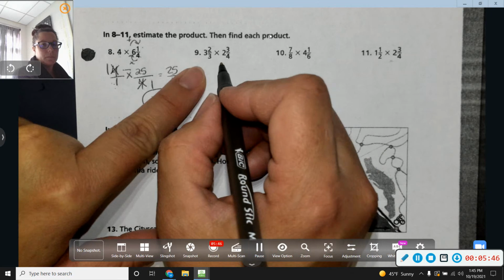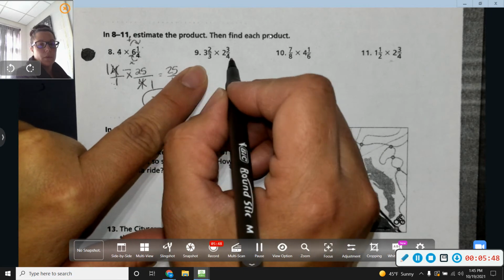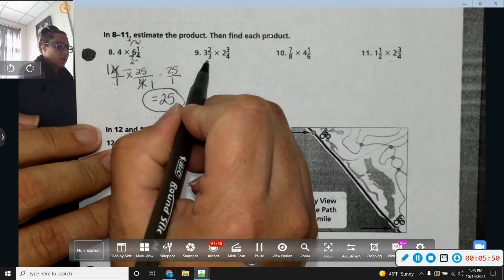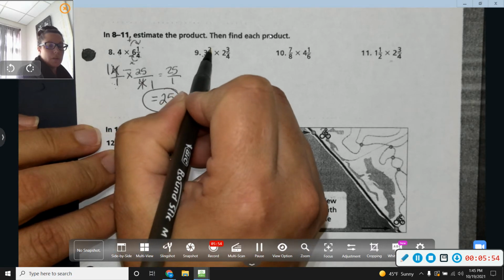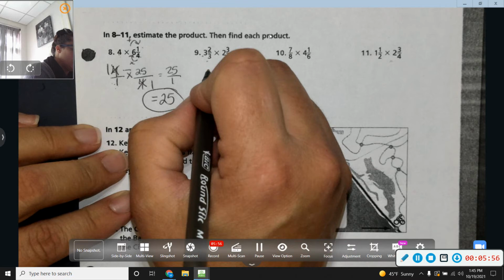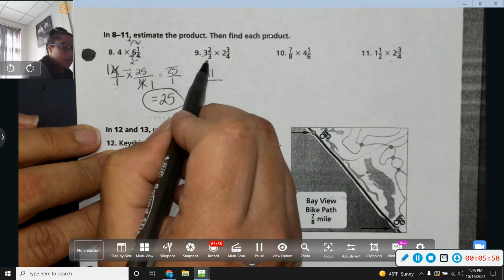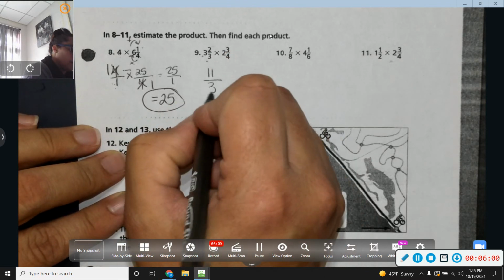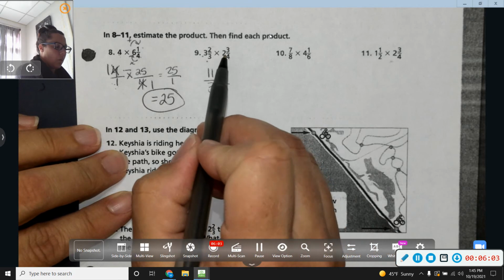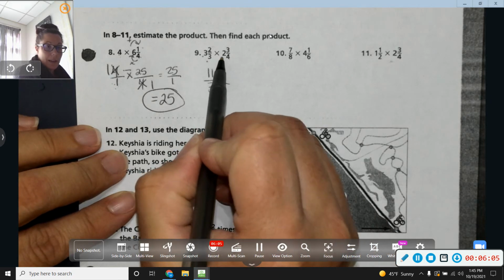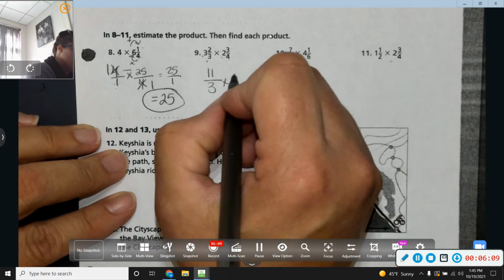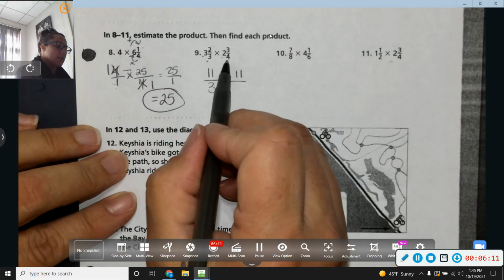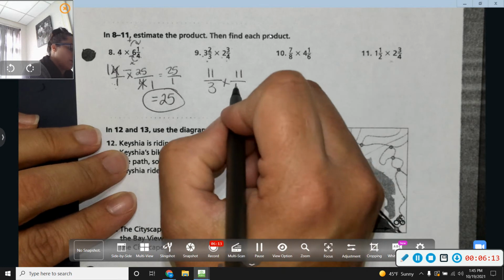Okay? I have to wheel both of these. So I do 3 times 3 is 9, plus 2 is 11. Keep my same denominator of 3. 4 times 2 is 8, plus 3 is 11. Keep my same denominator of 4.